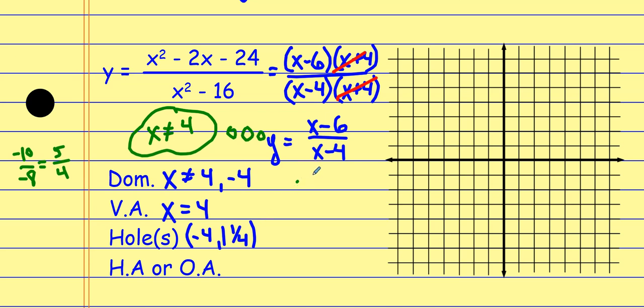Okay. And now look at the degrees. The degree of the numerator is a 2. The degree of the denominator is a 2. So that's going to be horizontal. And I find it by dividing the leading coefficients. Here's a 1 and a 1. So it's y equals 1. And so now I can start graphing this thing. Vertical asymptote at 4.